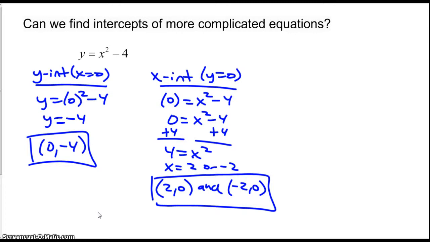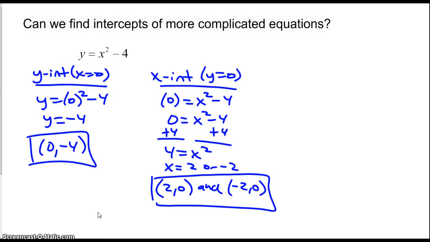So where we left off was we were asking the question, can we use this idea that you can make the other variable equal to 0 to solve for an intercept, like make y equals 0 to solve for an x-intercept or x equals 0 to solve for a y-intercept? Can we use that same method to find intercepts of more complicated equations? And the answer to that is yes, we can. So this is a very good, generally useful technique.